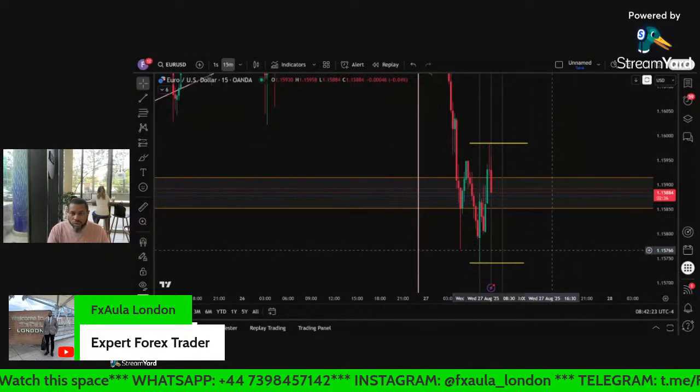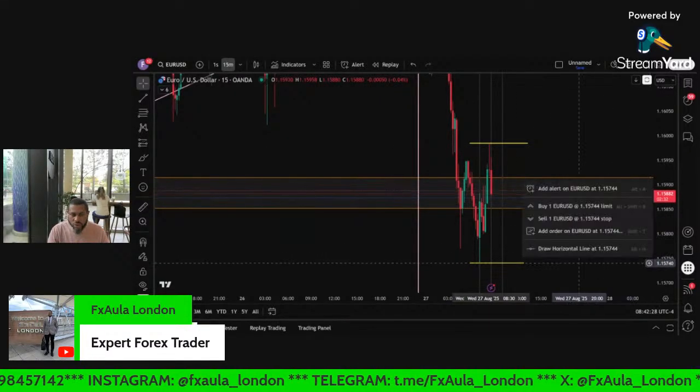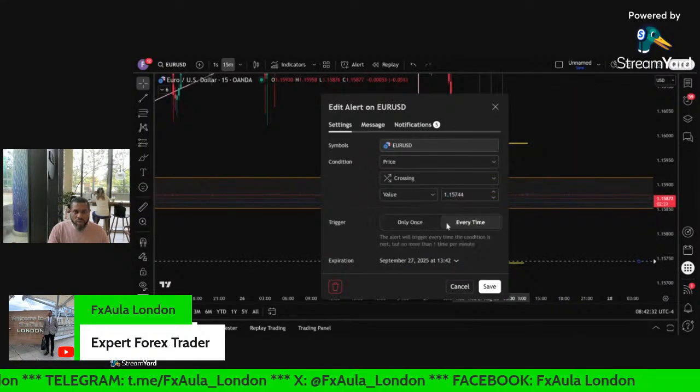So what I'll do is set my alerts in this zone and let me know so I don't miss out, just in case price strongly moves this way.